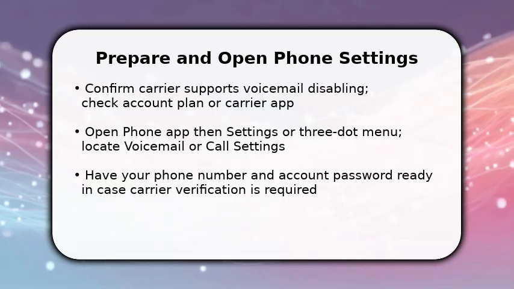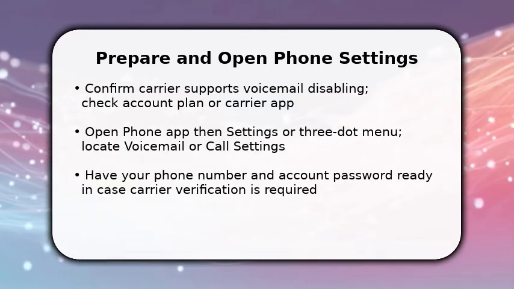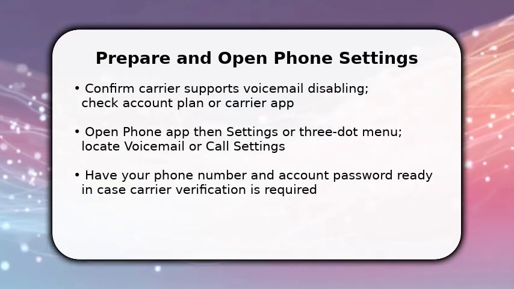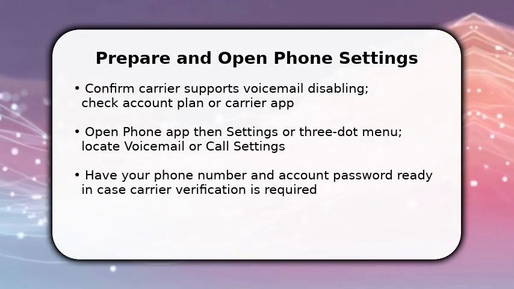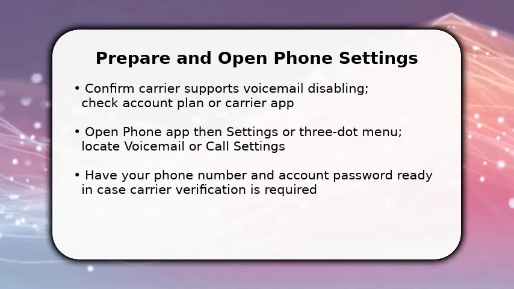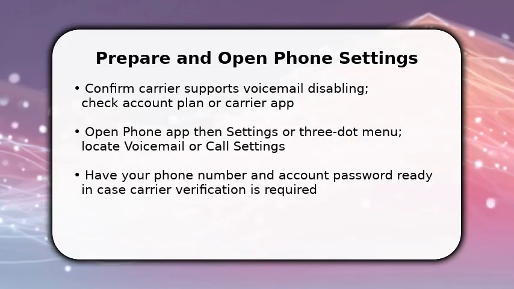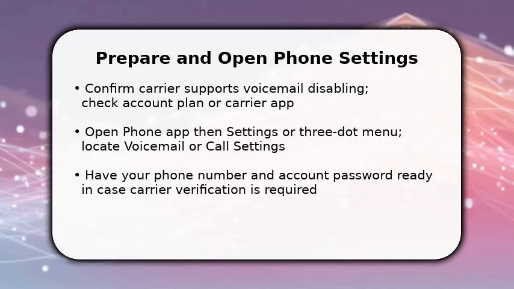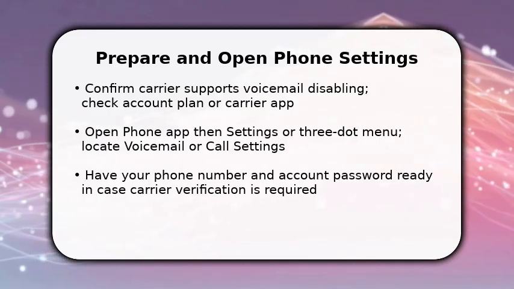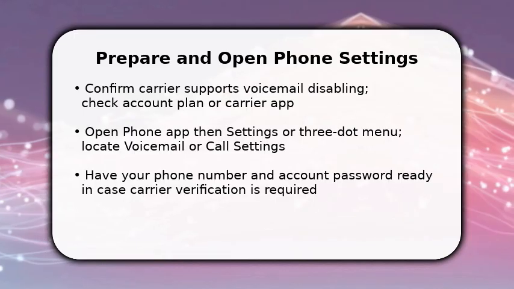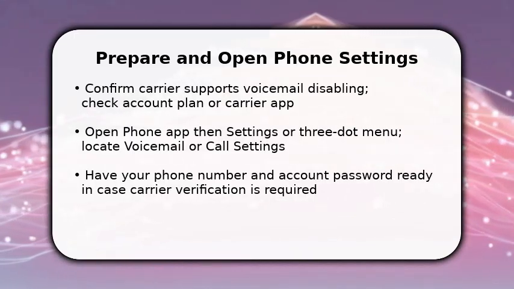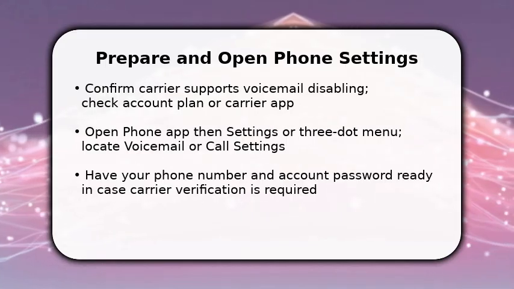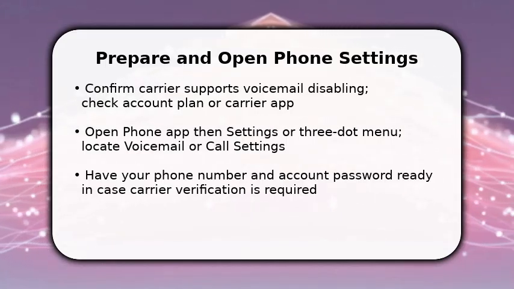You start by confirming your carrier allows voicemail deactivation. Some require a customer request. Once done, open the phone app and go directly to Settings or the three-dot menu to find voicemail or call settings. You should have your phone number and account password ready because carriers may ask to verify identity before any change. This initial move gets you into the right menu quickly so you can take the first actionable step without needing extra setup or steps.